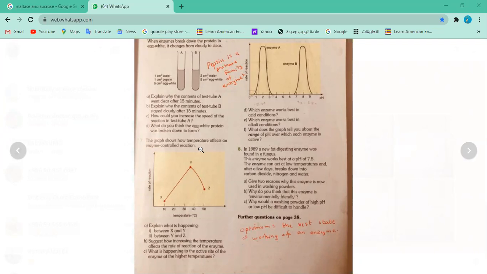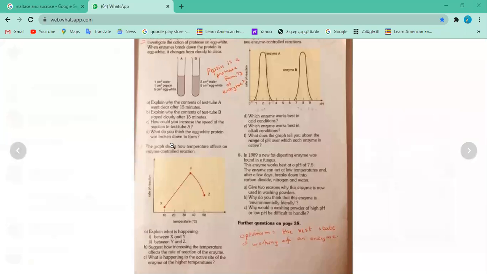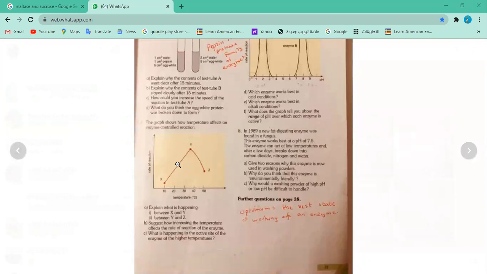We need to finish this end chapter question. Okay, go ahead. Question 7, who is going to read? Aisha, would you like to read? The graph shows how temperature affects an enzyme controlled reaction. A. Describe what is happening between X and Y. Explain what is happening.